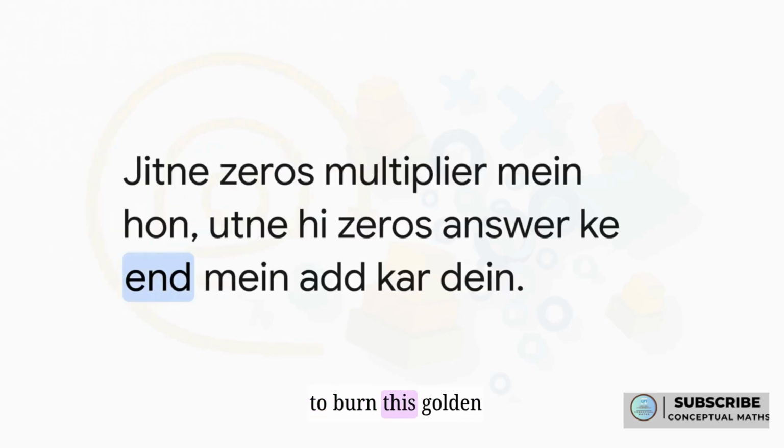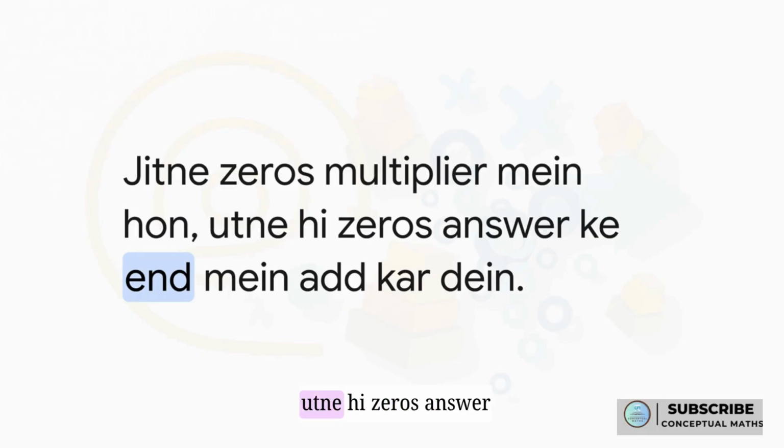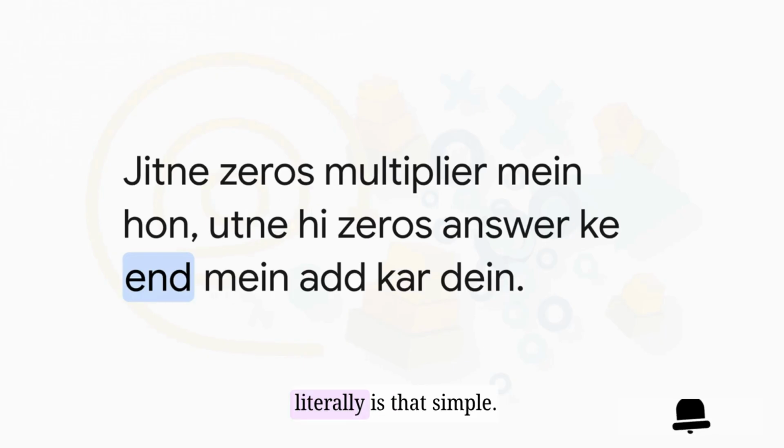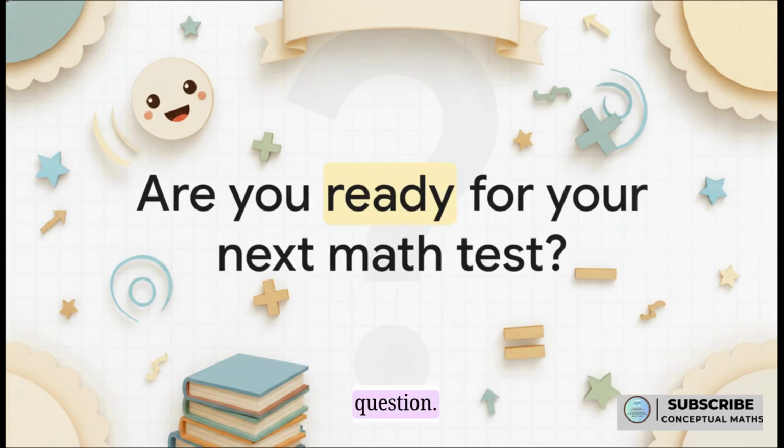I want you to burn this golden rule into your memory so it sticks forever. जितने zeros multiply पे हों, उतने ही zeros answer के end में add कर दें. It truly, literally is that simple. So let me leave you with this final question. Are you ready to use your new magic rule on your next math test? I absolutely think you are.